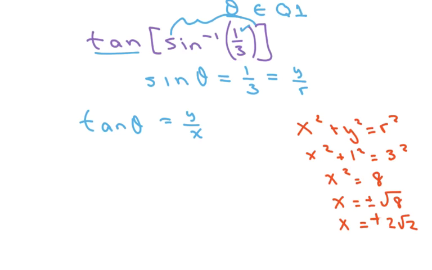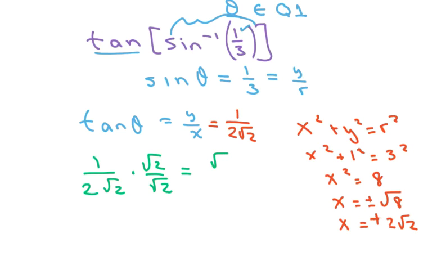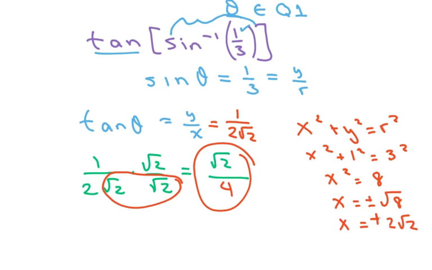So tan is y over x. This is going to be 1 over my x, which is 2 square root of 2. Now to simplify this, we have 1 over 2 square root of 2. And we're going to rationalize the denominator. And the numerator gives you square root of 2. And when you multiply this out, the denominator is 2 times 2, which is 4. And that is your answer.